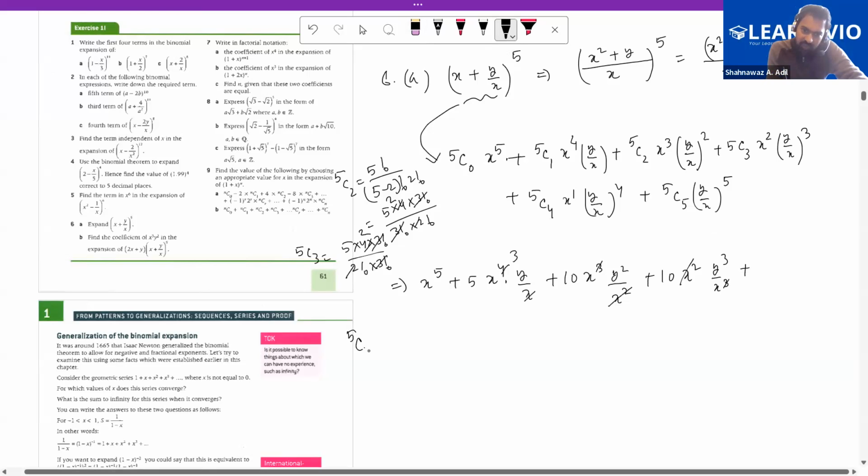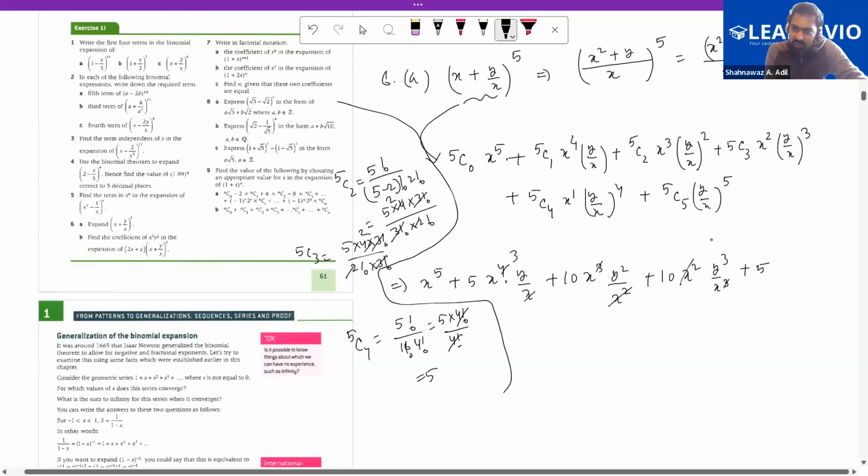So 5c4, that is 5 factorial divided by, let's say, 1 factorial and then 4 factorial. So this would be 5 into 4 factorial divided by 4 factorial. So you have 5, right? So 5x and then y by x to the power 4. So this would be cube, right? And then the last term, 5c5 is only 1 again, right? So that would be y5 divided by x.